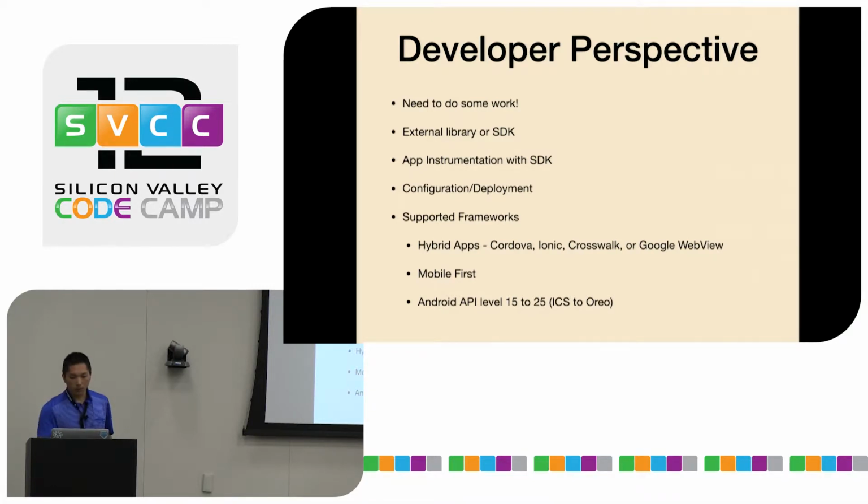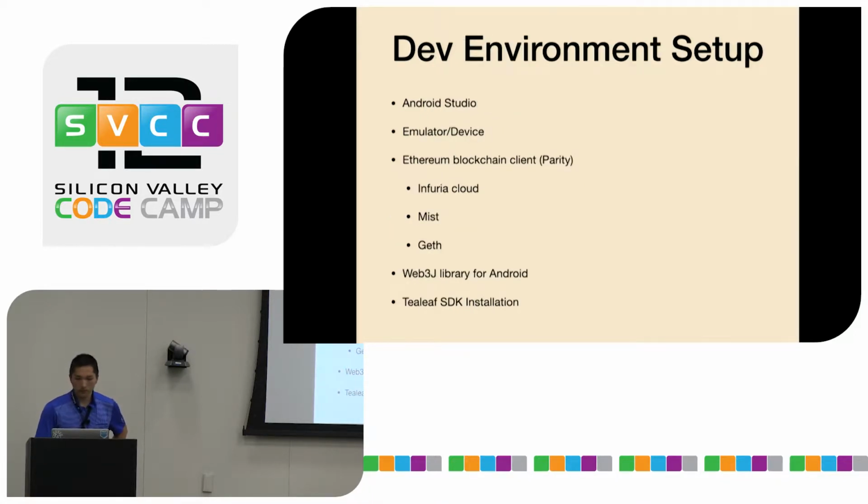Our SDK also supports a number of hybrids, as I mentioned, like Cordova, Ionic, Crosswalk, or Google WebView. And we support MobileFirst, which is an IBM product. And we also support Android API level 15 to 25. The basic requirement, in order to develop a successful Android application, is that you need Android Studio, and you need an emulator or device.